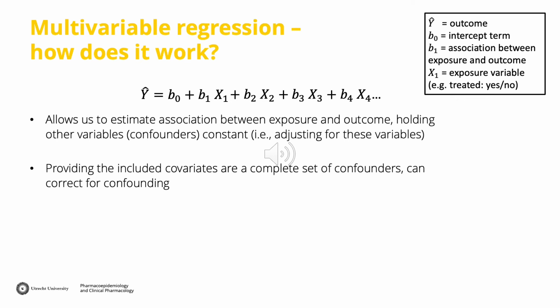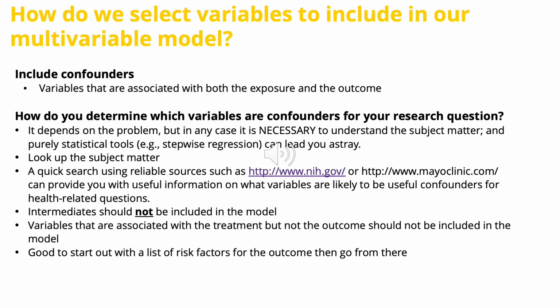The y hat is the outcome. So we're going to estimate the effect of the exposure on the outcome after adjusting for, or accounting for, all the other confounders using a model like this. That's how multivariable regression works.